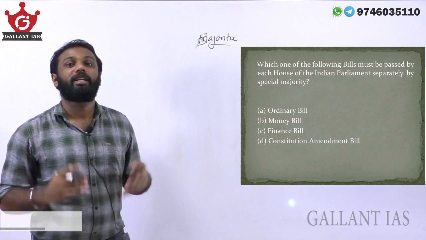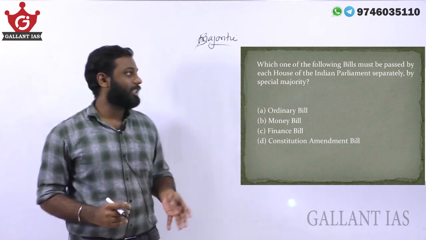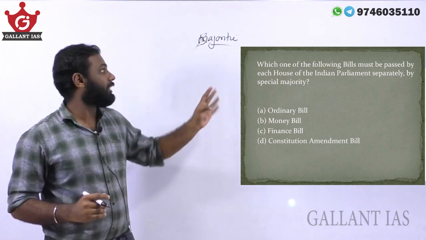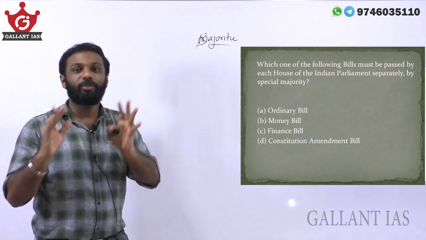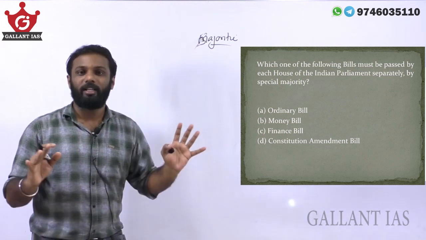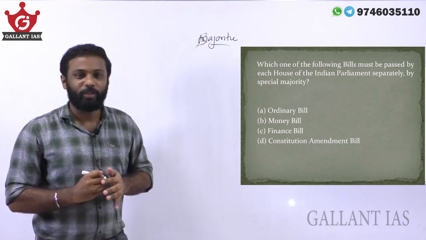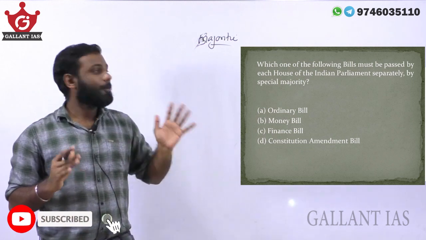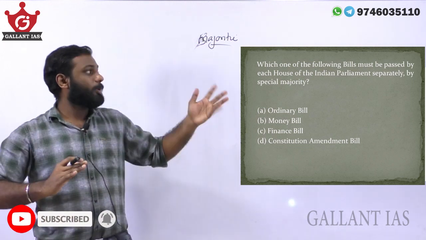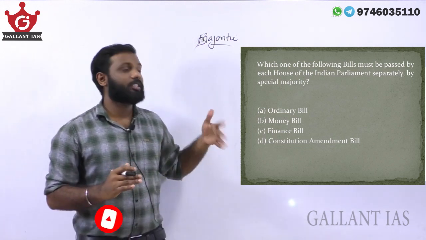There are simple majority, effective majority, absolute majority, and different kinds of special majorities mentioned under our constitution. And on which all those occasions, which majorities are used, that must be clearly noted because questions are asked. Okay, and see regarding bill has to be passed by each house of the Indian Parliament separately.